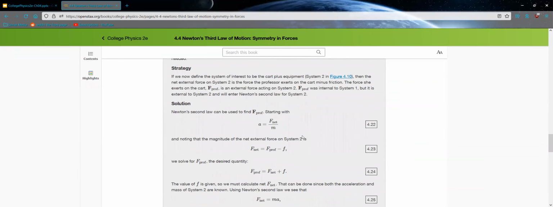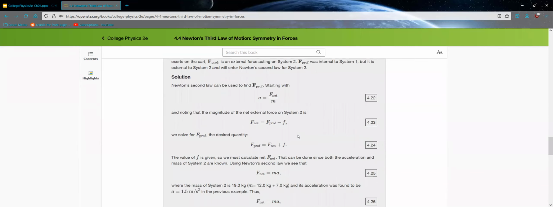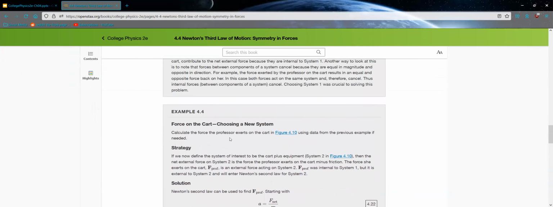So we can take everything we've talked about here, and we can remember our equations are the exact same, right? But noting the magnitude of the net force, the net external force on system 2, is given by what we just talked about. We want to know the force the professor is pushing on the cart, right? Calculate the force the professor exerts on the cart.